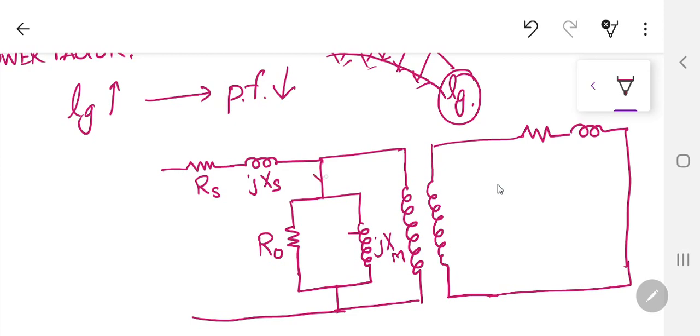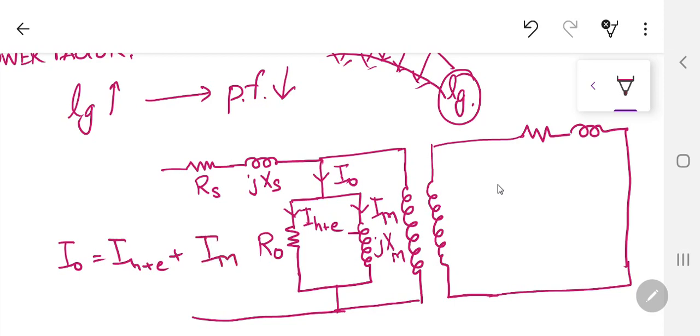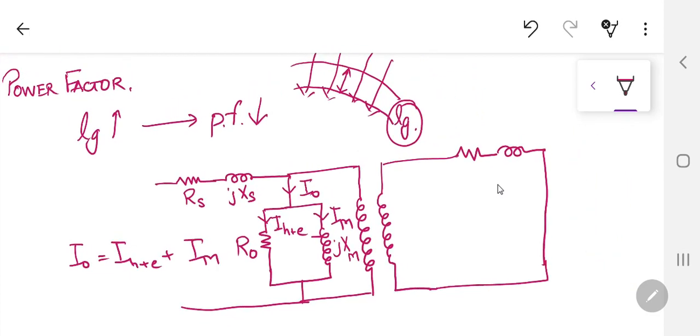Now since this current which is flowing over here is I0, and this current is going to be equal to hysteresis plus eddy, and this current is going to be Im, we all know that I0 is going to be equal to I hysteresis plus eddy plus Im. So when this Im is large, because you are going to have JXM on a very small side, and why this JXM is going to be on the small side, let me just explain this one.